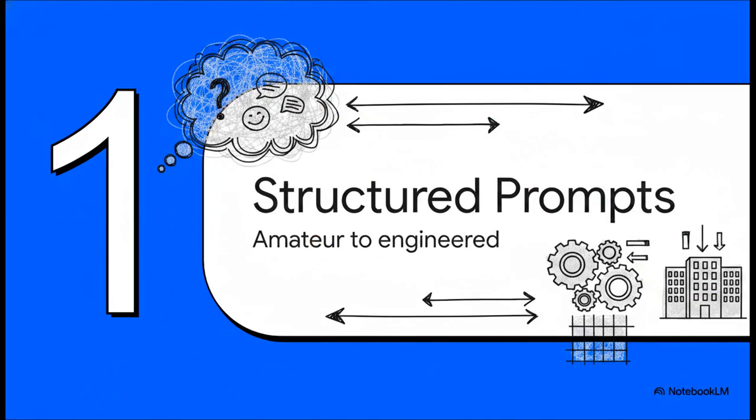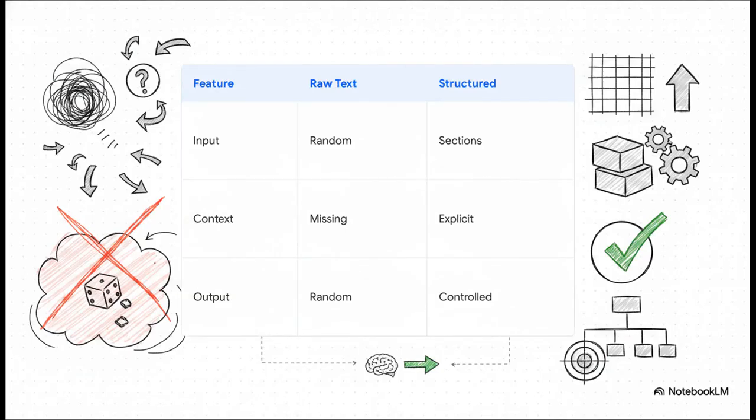All right, Section 1. Structured prompts versus raw text. This is all about moving from amateur inputs to engineered commands. And this brilliantly illustrates exactly what we're talking about. This summary table breaks down the core differences perfectly.